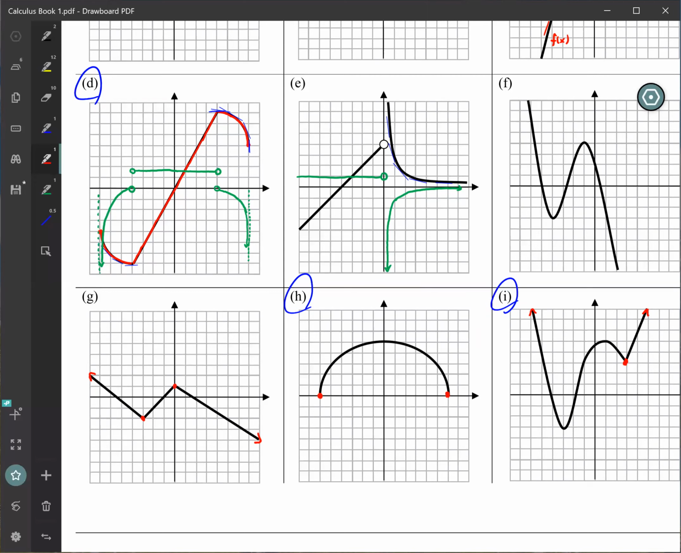Everyone has to try, okay? Draw something on the graph. I'll pick 4 people to show your answers, okay? But everyone has to finish. Draw something, okay?